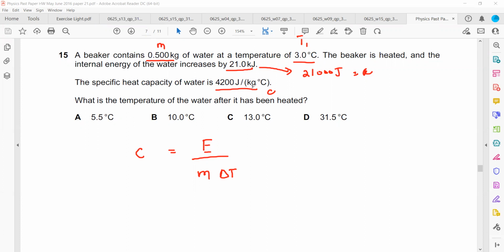Remember, if specific heat capacity is joule per kilogram, the mass should be in kilogram. If sometimes in some questions it is joule per gram, in that case the mass should be in gram. So don't forget to convert the unit depending on the units of specific heat capacity. Here specific heat capacity is joule per kilogram degree centigrade, so we need mass in kilogram, which is already given. The specific heat capacity is 4200.